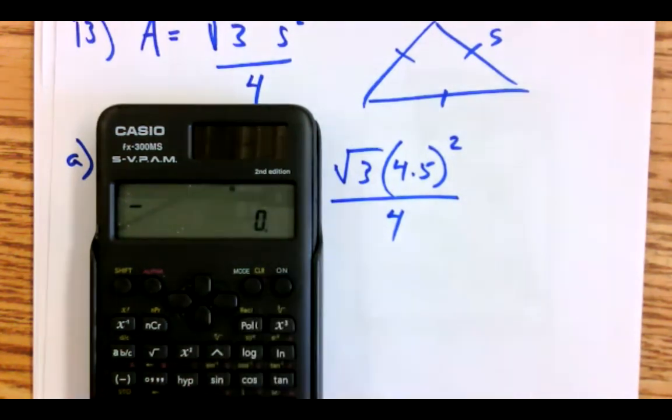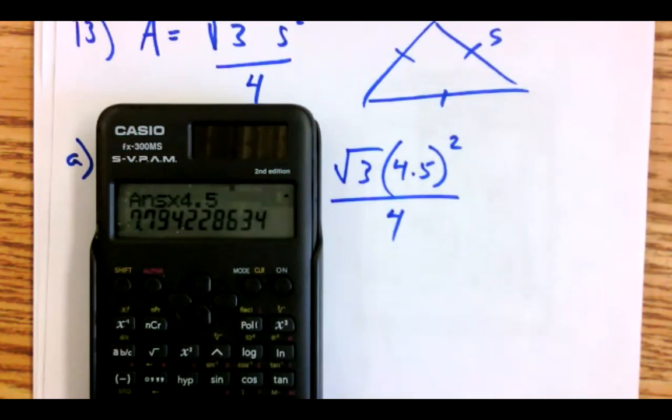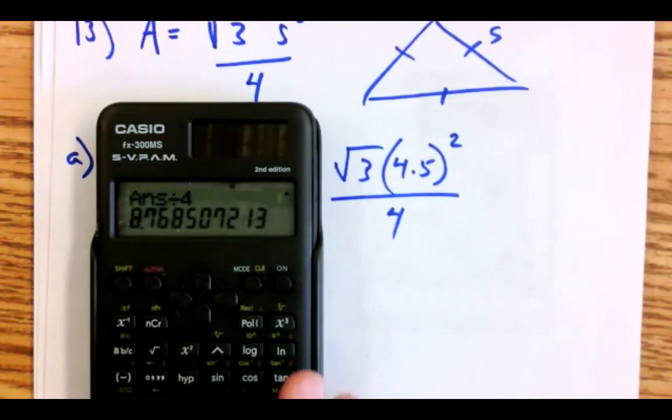So what I would do, I hit equals a lot as I go. You may have noticed that. The root of 3 equals. Now I do times 4.5, and honestly, what I do is I do another times 4.5. Because if I say times 4.5 squared, it might do the root of 3 times 4.5 and then that whole thing squared. I can't assume anything about my calculator. So that equals that, then times 4.5 equals that, divided by 4, 8.77.